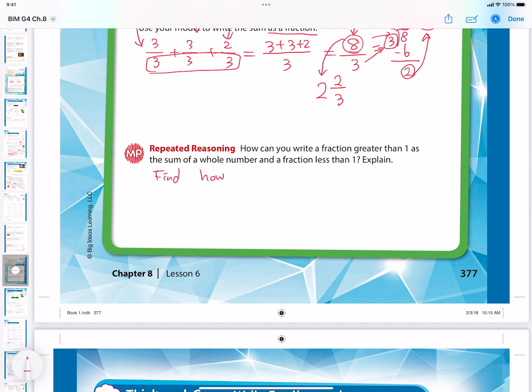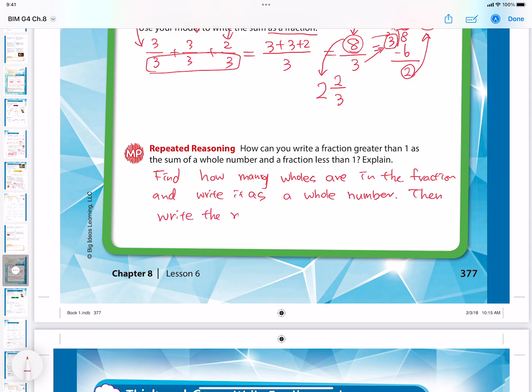Find how many wholes are in the fraction and write it as a whole number, then write the remaining fraction. I was writing too fast, sorry.